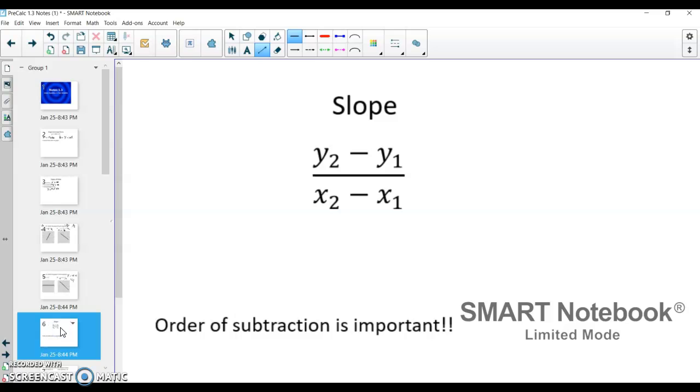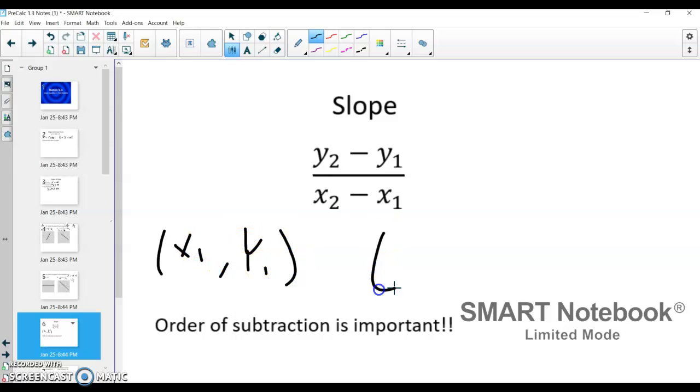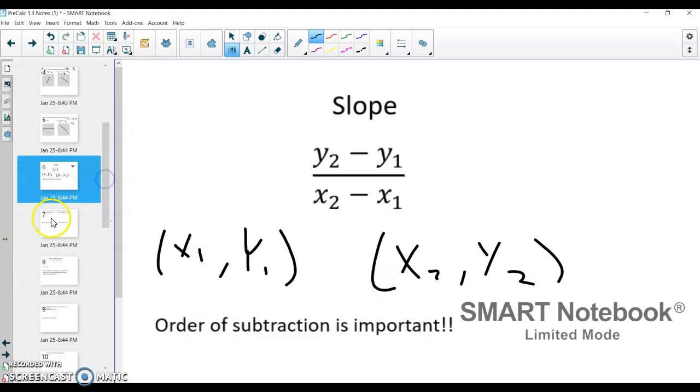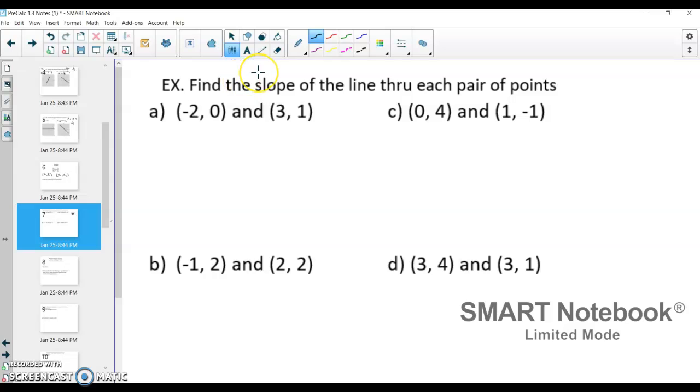Say that we don't know what our slope is and we need to find it. Well, if we're given 2 points, we can always find the slope of the line between those 2 points. You'd have points like x1, y1, and x2, y2. Then you can use this equation, the change in y over the change in x, to figure out what your slope would be. So a couple problems like that.